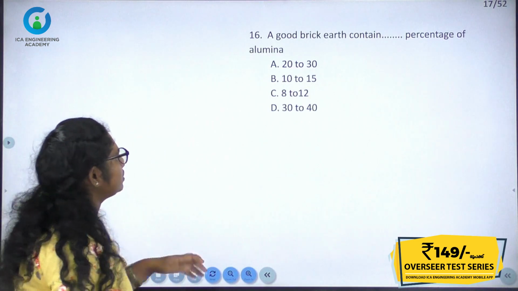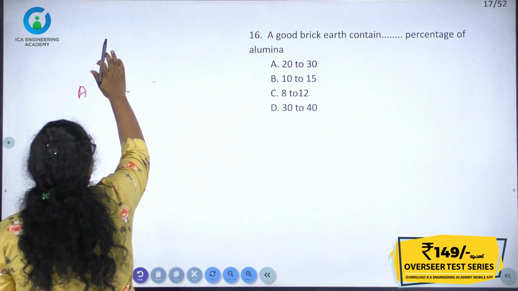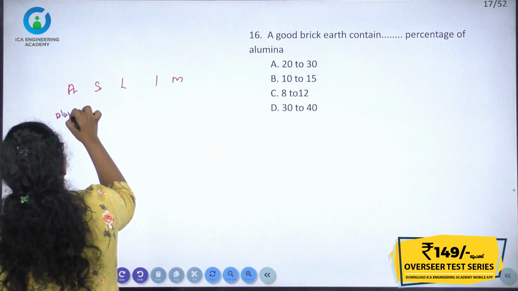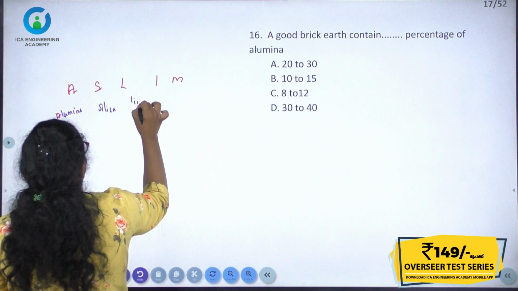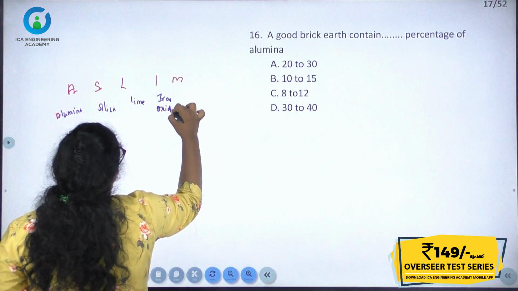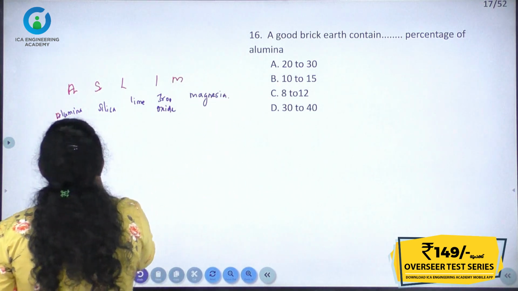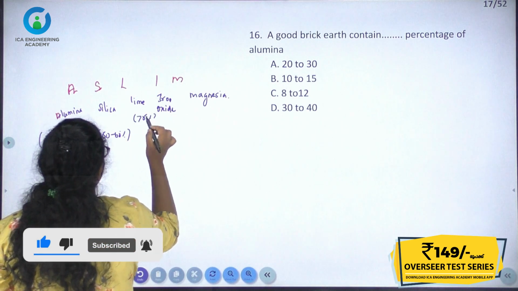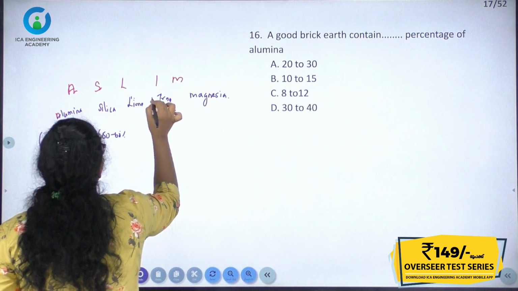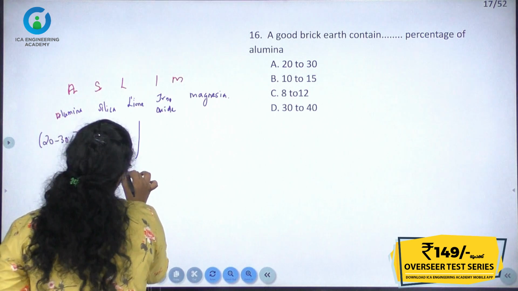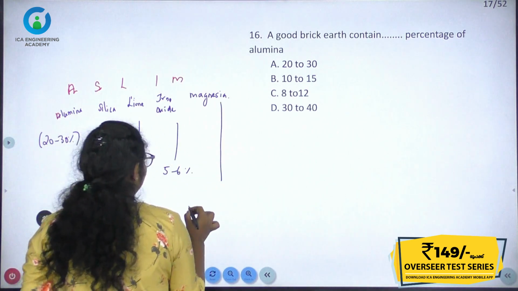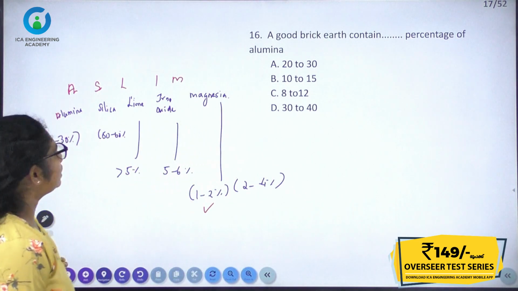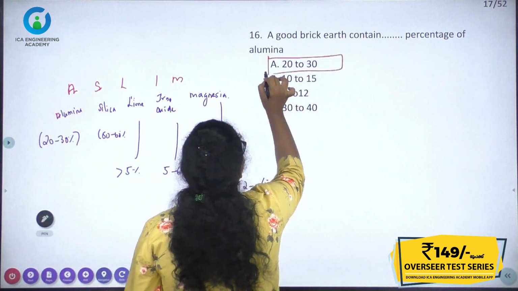A good brick earth contains what percentage of alumina? The constituents are alumina, silica, lime, iron oxide, and magnesia. Alumina is 20 to 30%, silica 50 to 60%, lime less than 5%, iron oxide 5 to 6%, and magnesia 1 to 2%. So alumina content is 20 to 30%.